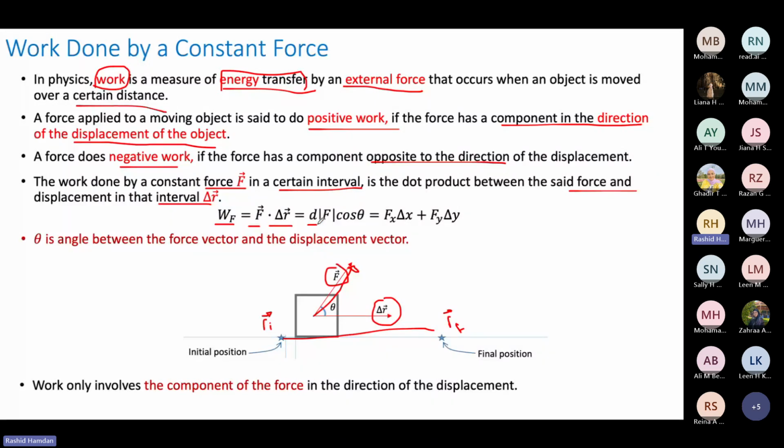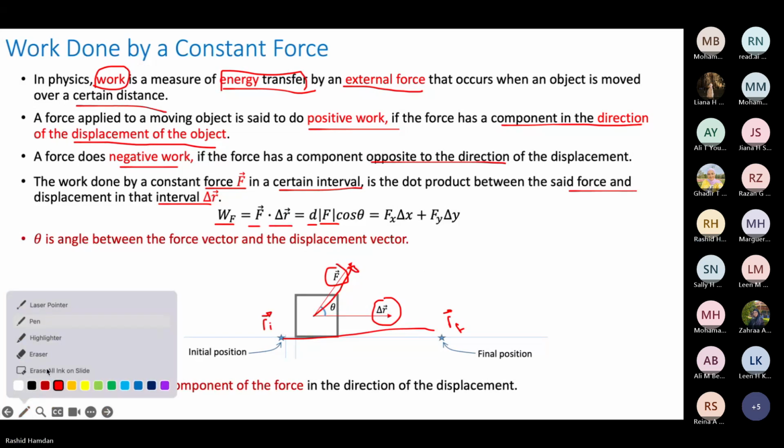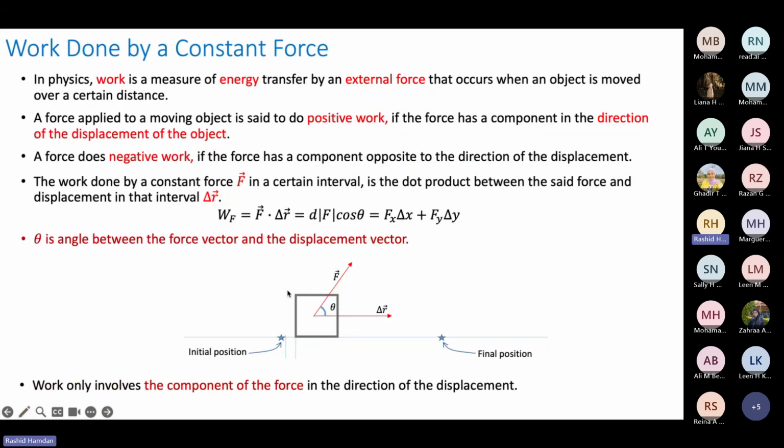Then I project F on the displacement. So I don't take the total force, I only take the component of the force along the direction of the displacement. Let me erase this. So this is F. It's not in the direction of the displacement. I take only this part. This is the component of F along the direction of the displacement.